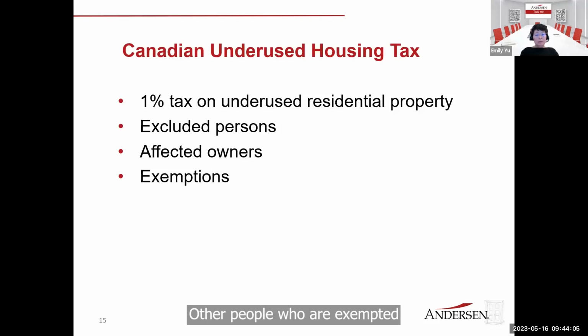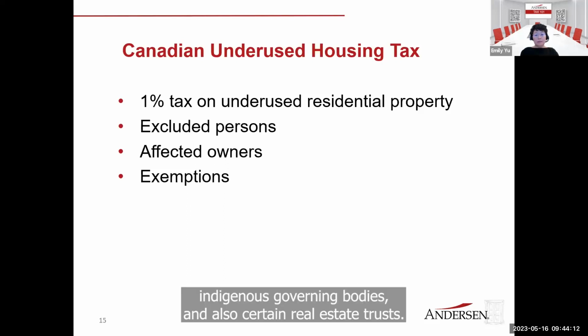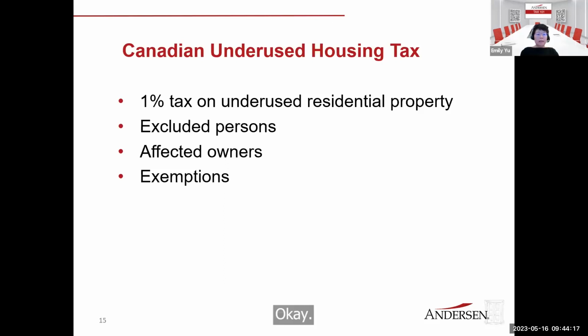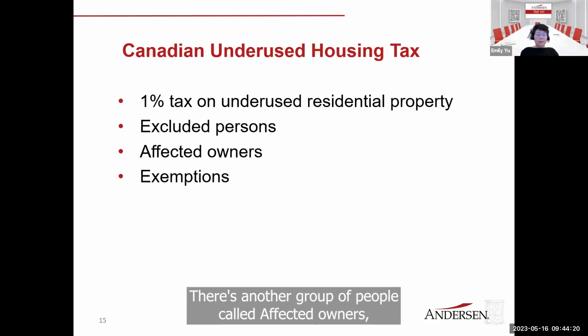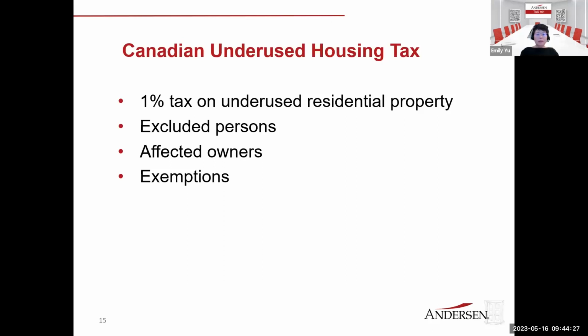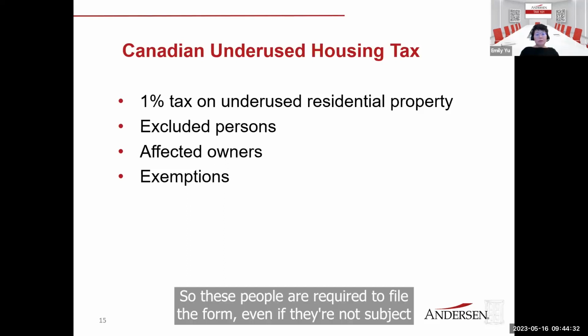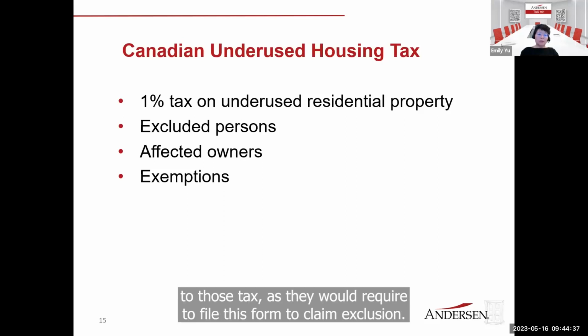Other people who are exempted are Canadian public corporations, charities, housing co-ops, indigenous governing bodies, and also certain real estate trusts. Okay. There's another group of people called affected owners, and these are generally the people who are not excluded persons. And interestingly enough, they include some Canadians. So these people are required to file the form, even if they're not subject to this tax, as they will be required to file this form to claim exclusion.